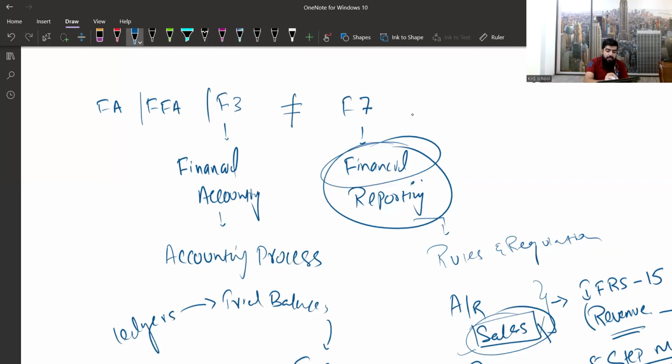So I must say that around 25 to 30% of the area relevant for the financial reporting paper you have already studied in the financial accounting paper, that is in the FA exam or the F3 exam. So definitely there will be some area from the financial accounting paper that will be tested in the financial reporting paper. Are you guys clear with this? So approximately the area that will be considered is 25 to 30%. Are you guys clear with this?